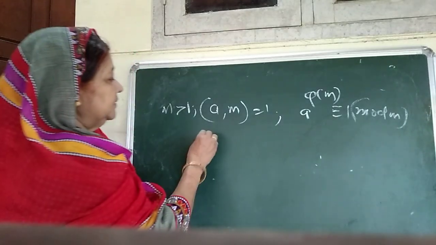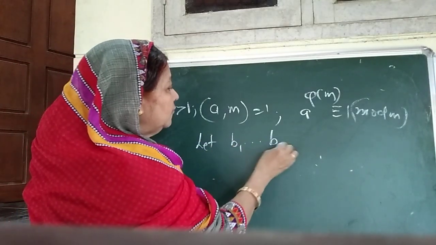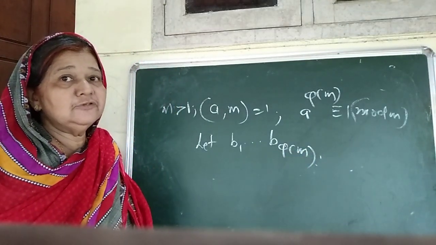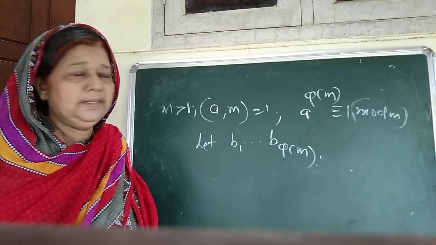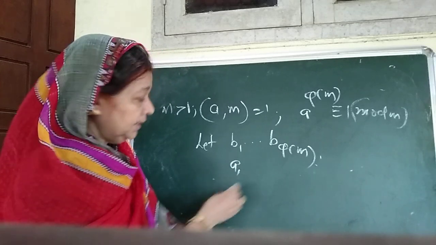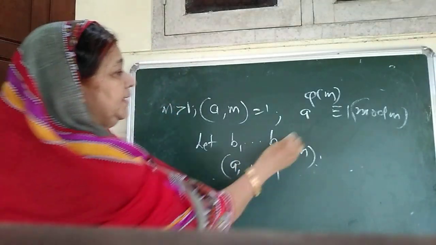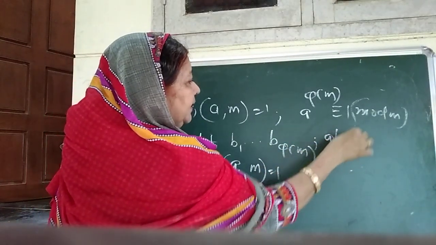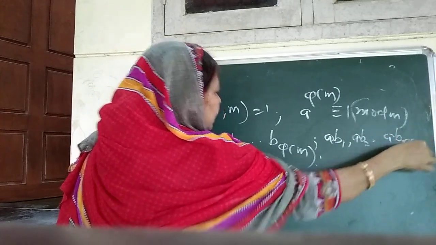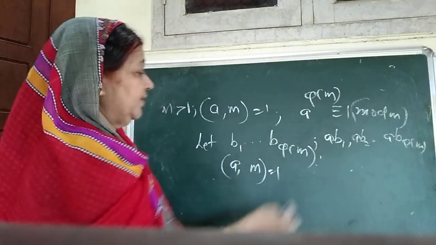We can see that, let b1, b2, etc. How many numbers do we have? b phi m numbers belong to the reduced residue system modulo m. Let a be any number such that (a, m) equal to 1. Therefore, a b1, a b2, etc. a b phi m are the same as b1, b2, b phi m in some other order, which we have verified.